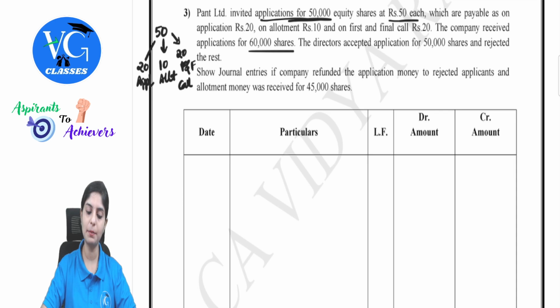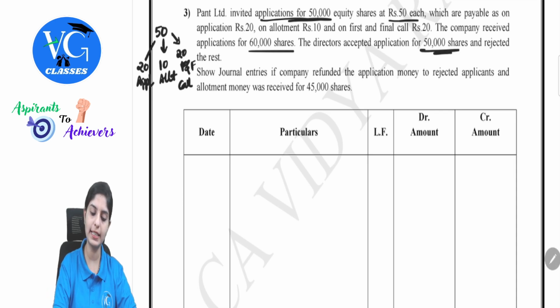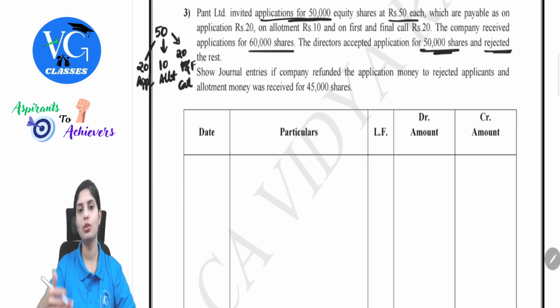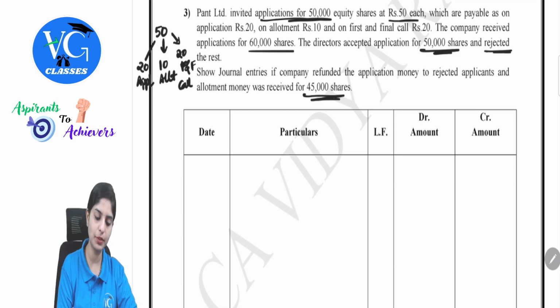The directors accepted applications for 50,000 shares and rejected the rest. So it is nothing but we have to refund. Show journal entries if the company refunded the application money to rejected applicants and allotment money was received for 45,000 shares. So that means for the balance there is a call. So we will record the entries for this.